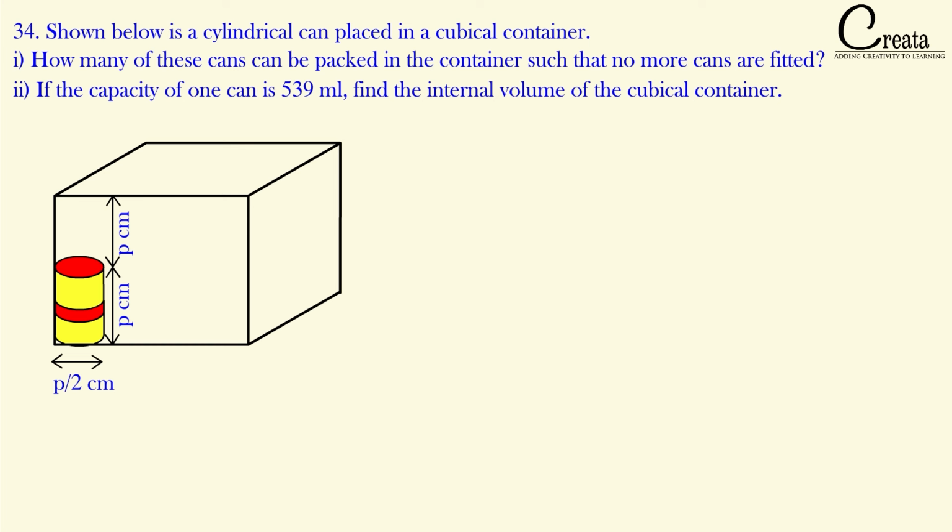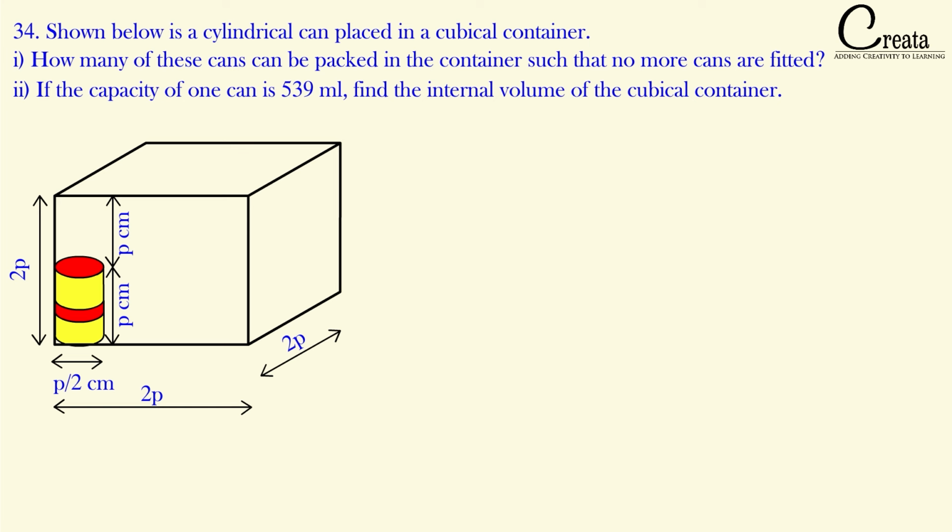The question has two parts. In the first part, we have to calculate how many canes we can place in this container. The dimension of the cylindrical cane is given as p centimeter as the height. The diameter of the cylinder is p by 2. Let's see how many canes we can place in this container. If you check the side of the cube, it is given as p plus p, that is 2p. All the sides of this cube will be equal to 2p.